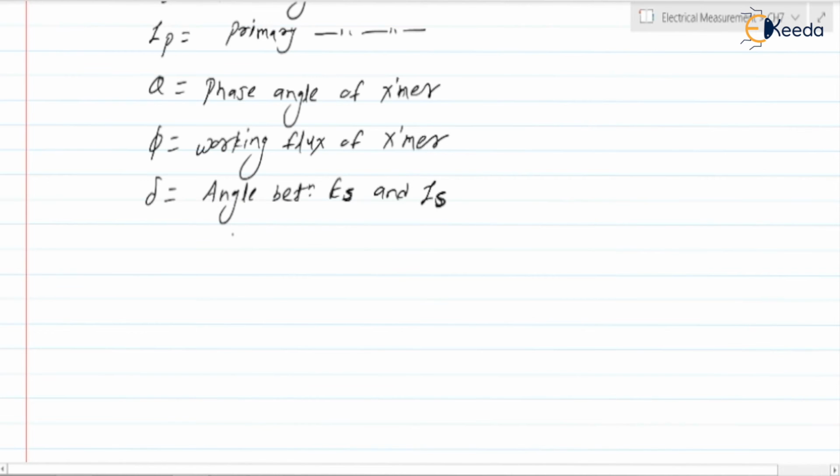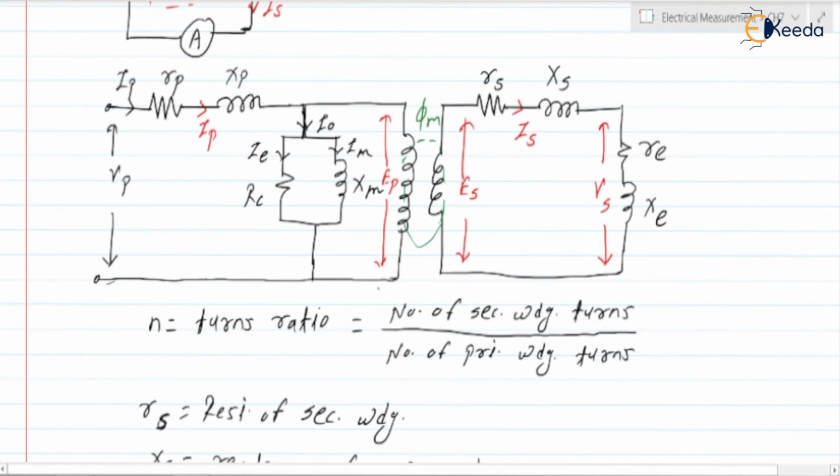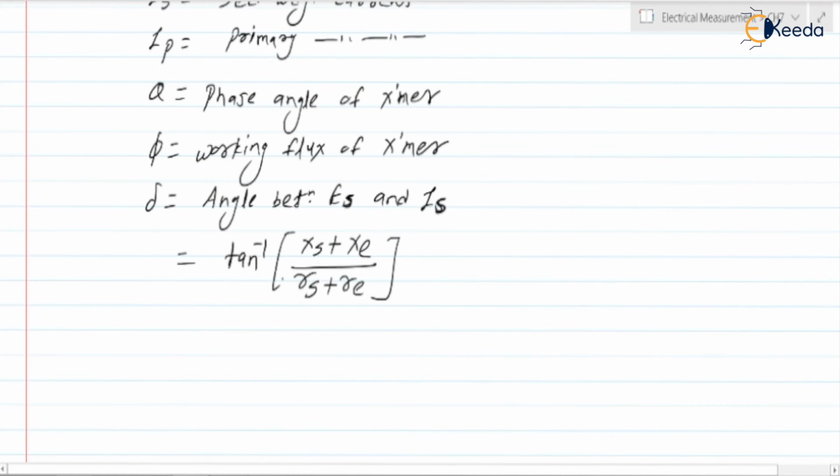Which can be written as tan inverse of XS plus XE divided by RS plus RE. If you check the secondary side, the angle between ES and IS is determined by the resistance RS plus RE and the reactance XS plus XE. So it is tan inverse of XS plus XE upon RS plus RE. That is delta.